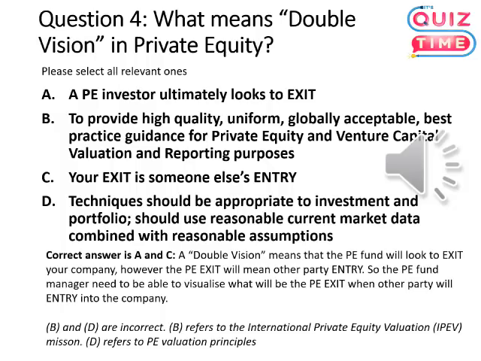Question 4. What means double vision in private equity? Please select all relevant answers. A. A PE investor ultimately looks to exit. B. To provide high quality, uniform, globally acceptable, best practice guidance for private equity and venture capital valuation and reporting purposes. C. Your exit is someone else's entry. D. Techniques should be appropriate to investment and portfolio, should use reasonable current market data combined with reasonable assumptions.